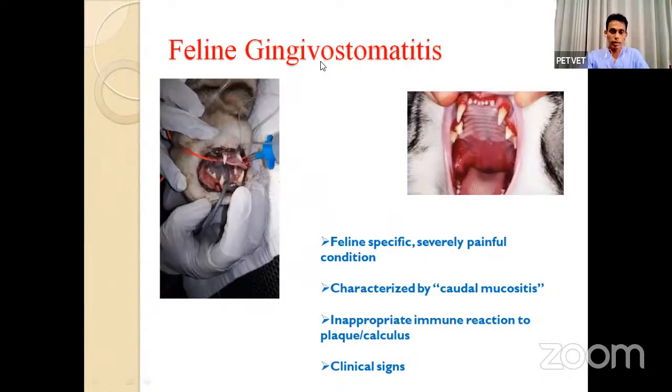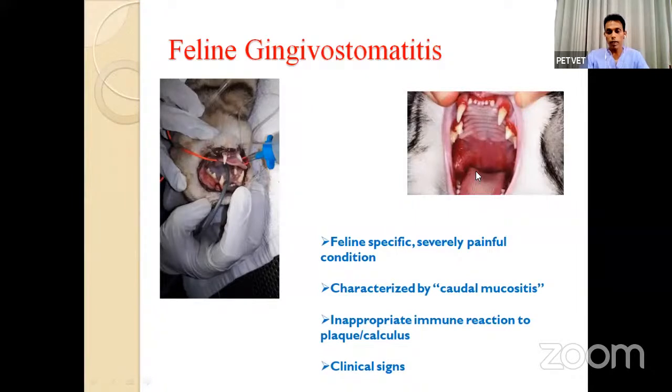So this is the condition that we briefed in the first slide, which is feline gingivostomatitis. So this is a very painful oral condition, which is specific to cats, or rather the cat family. So this is a feline specific, severely painful condition. And as you can see from this diagram, you definitely expect a significant degree of pain here, because it's really inflamed and really bad stomatitis.